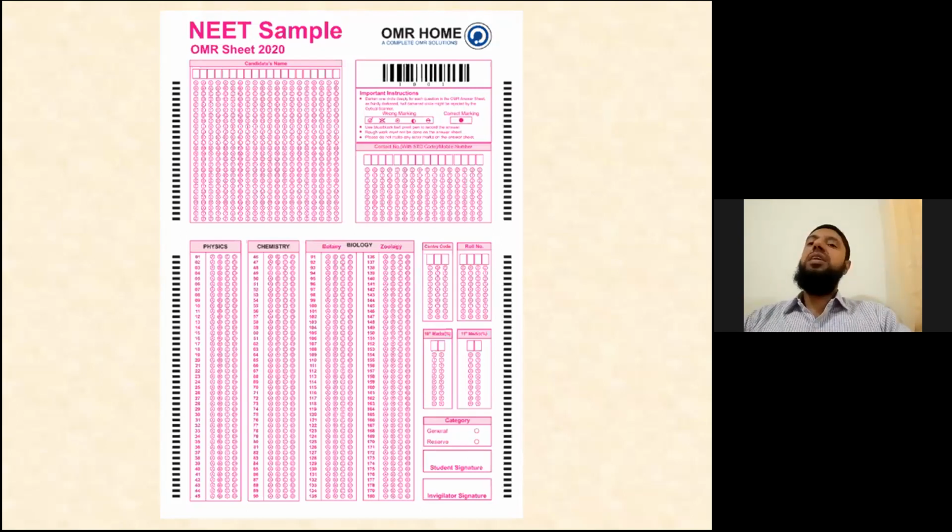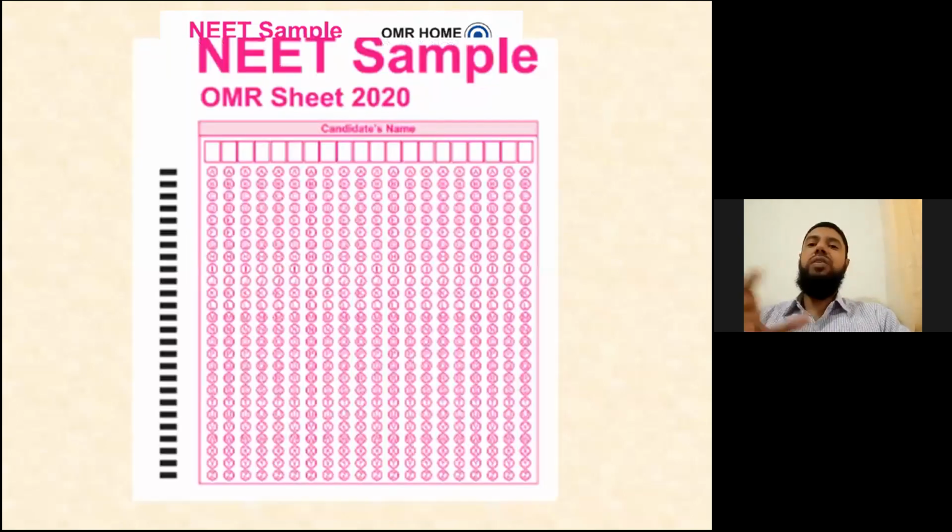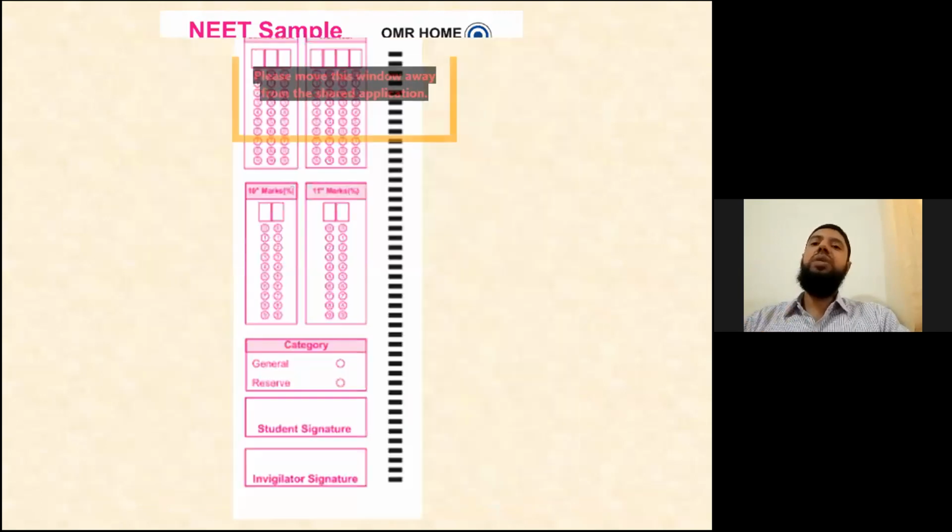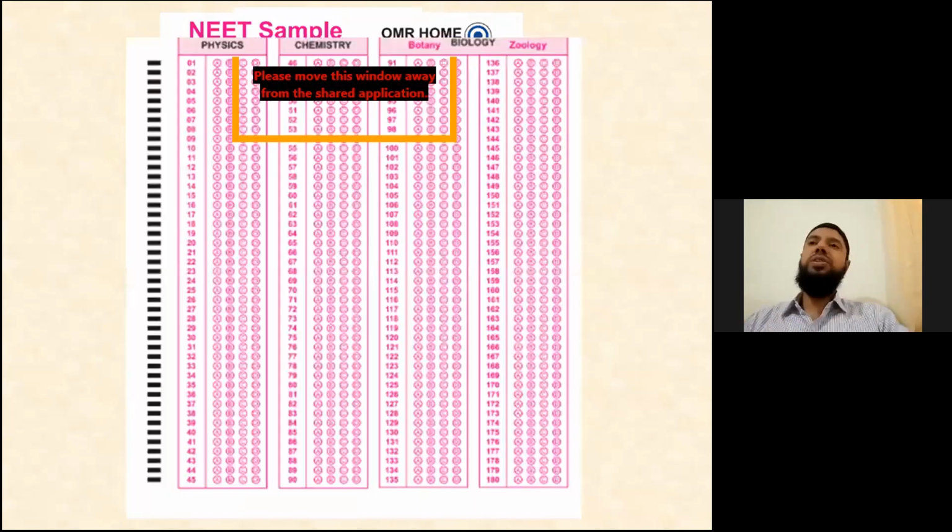It contains the name of the student, what you have to write the name, and you have to shade your name. Thereafter, you have to write your contact number, and some personal details will be there, what you have to enter, and you have to go with the signature. The more important thing in this OMR sheet is where you are going to present the answers of 180 questions.